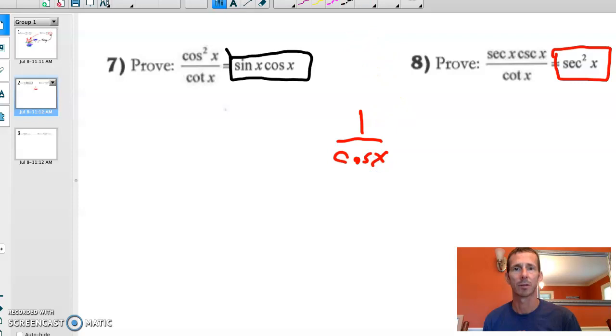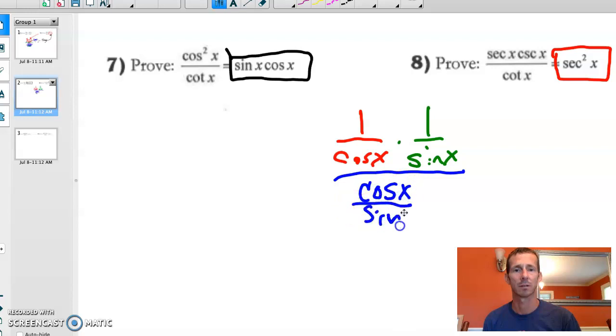Then I'm going to rewrite cosecant, which is 1 over sine x. And then I am going to rewrite cotangent. Cotangent we just did a second ago. It is still cosine x over sine x. So there's cosine x over sine x.